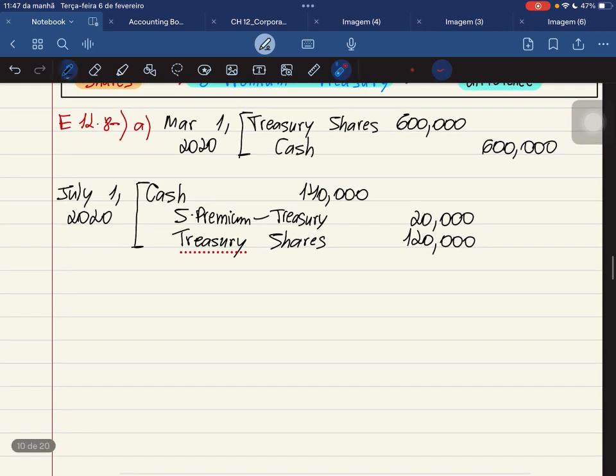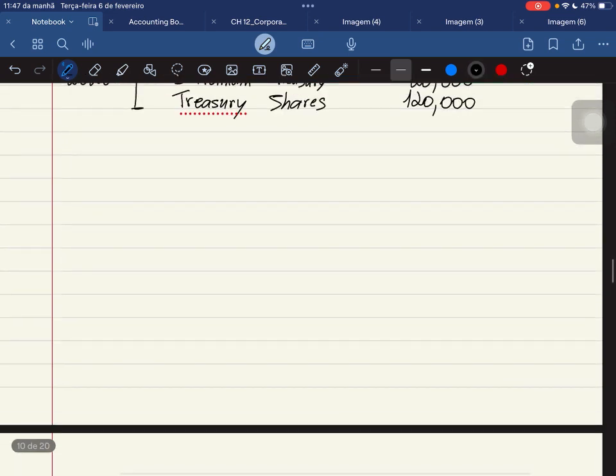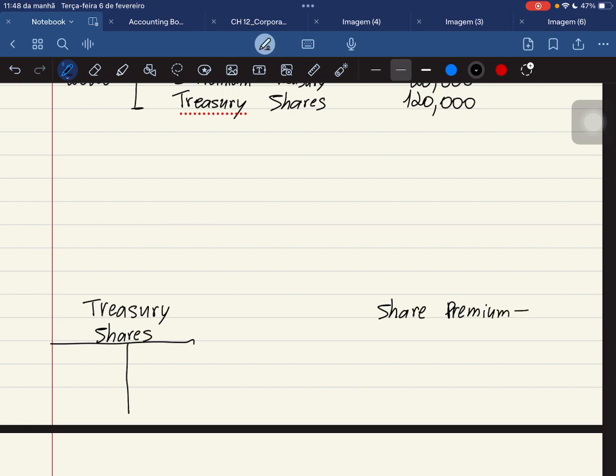From this point forward, I really recommend you keep T accounts for the treasury shares as much as for the share premium treasury, because you're going to need that information in the future. When you make these T accounts, you need to know if they are debit or credit balances. Treasury shares is a debit balance account, which means that increases happen on the debit side and decreases happen on the credit side. Share premium treasury is the opposite, so we have a minus here and a plus here.